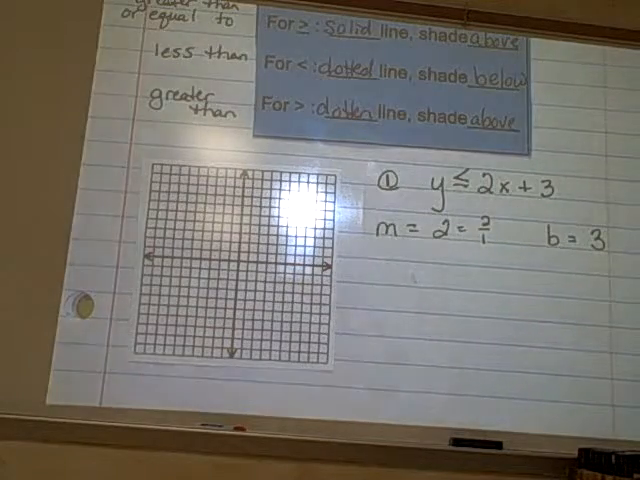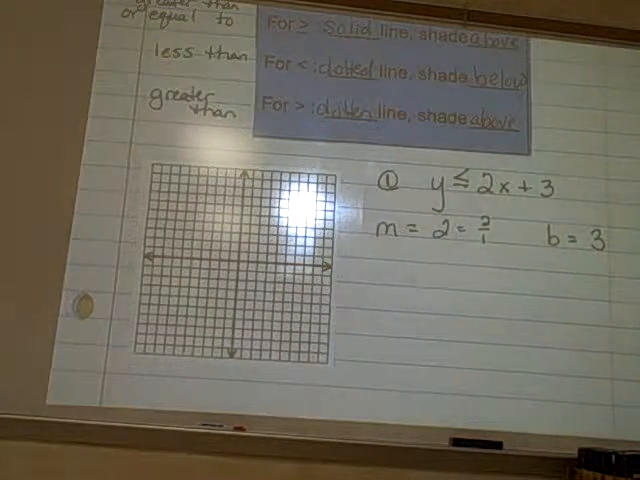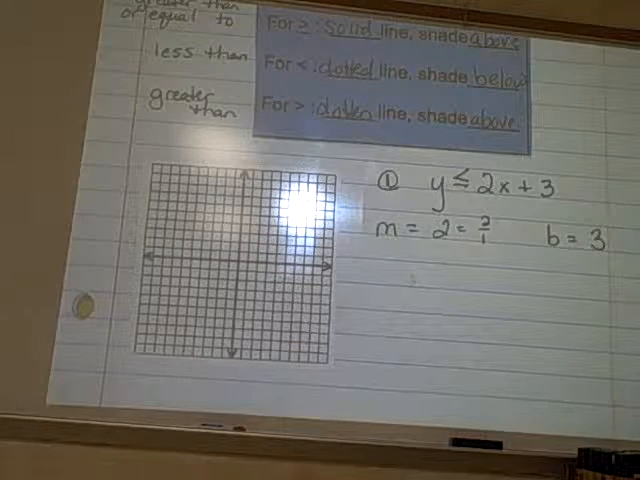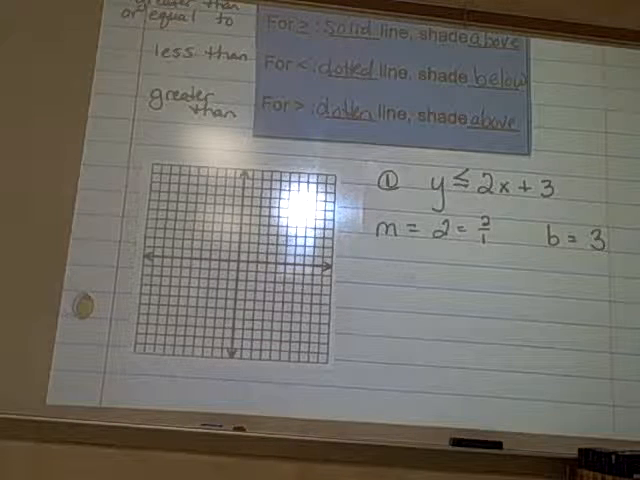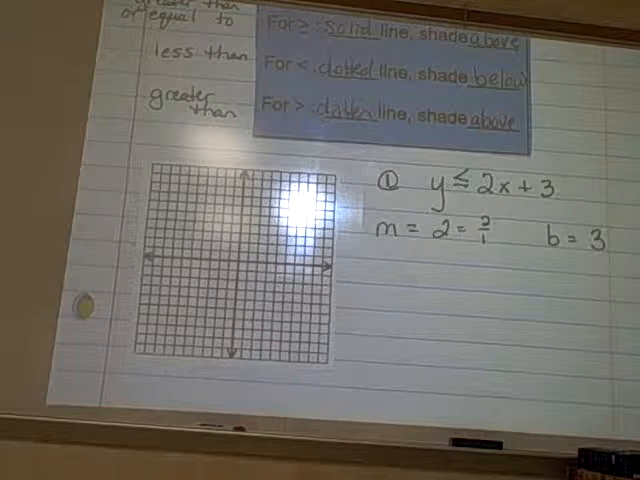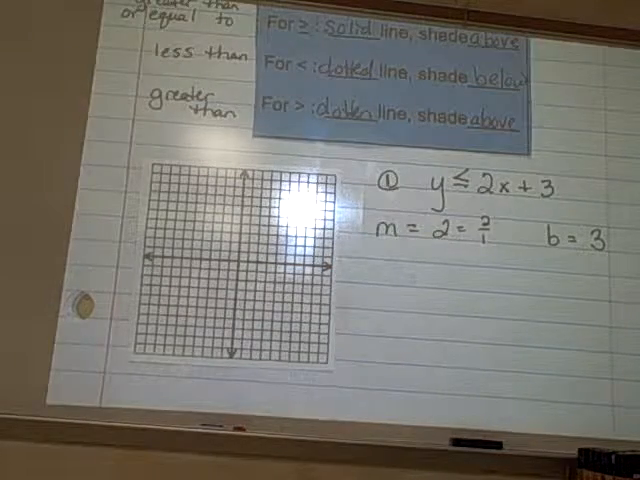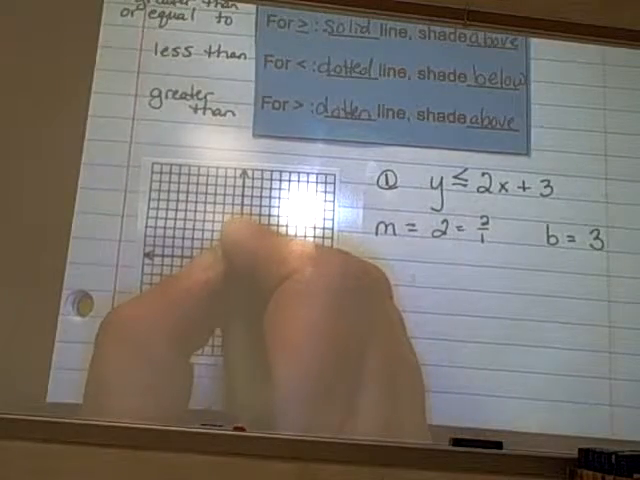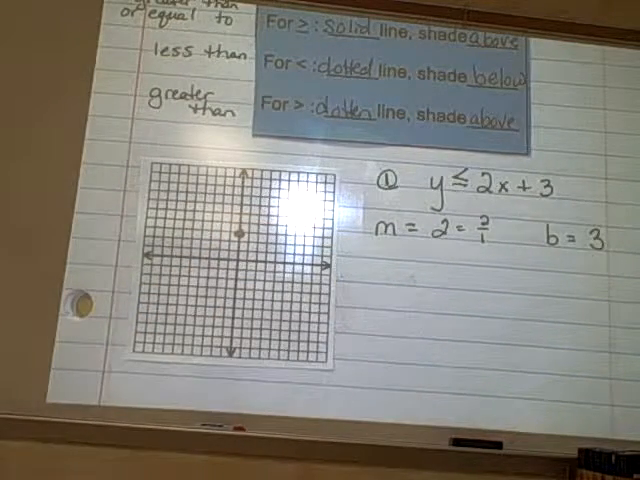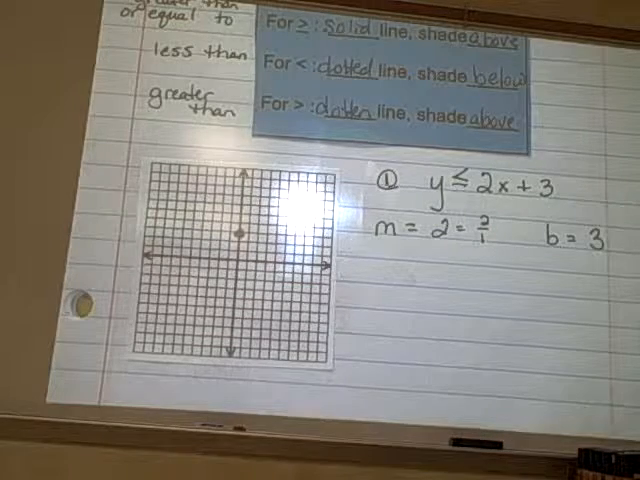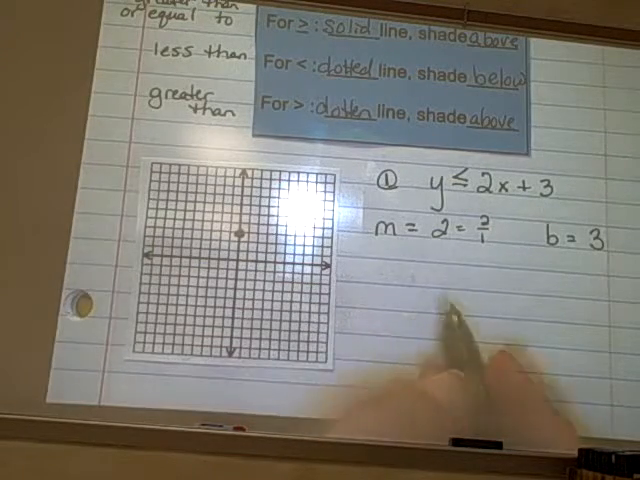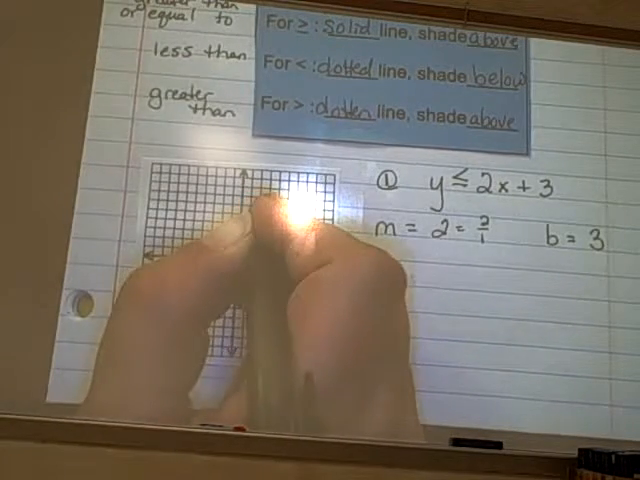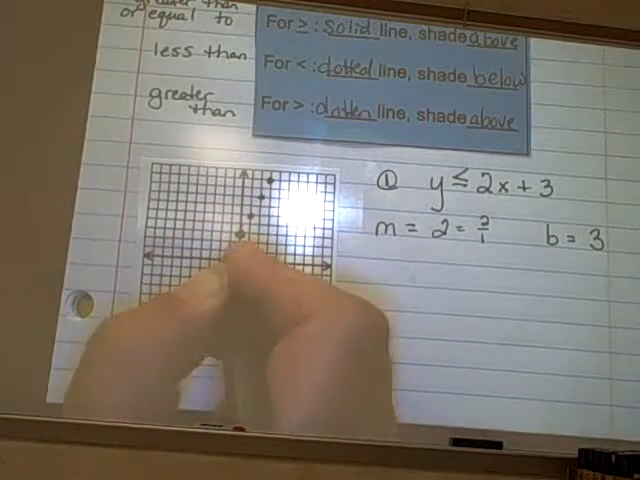Okay, so go to the y and put a dot on the 3. Okay, so go to the 3. 1, 2, 3. Put a dot. Don't connect your dots yet. Go up 2 over 1, put another dot. Up 2 over 1, put another dot. Up 2 over 1, put another dot. Okay.